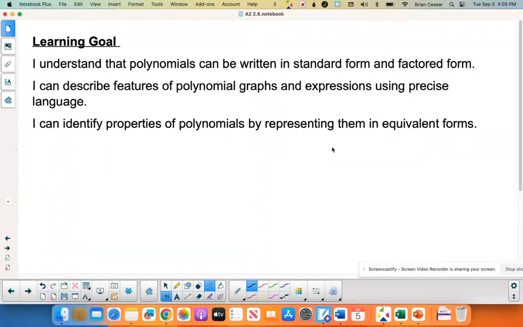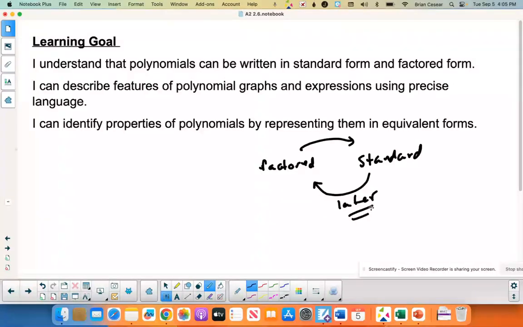Now, I will say for this last one, we went from factored form to standard. Okay, we did not go from standard to factored. This will be later. Okay, this was now. So that goal is a little deceiving. We can't go this way yet.